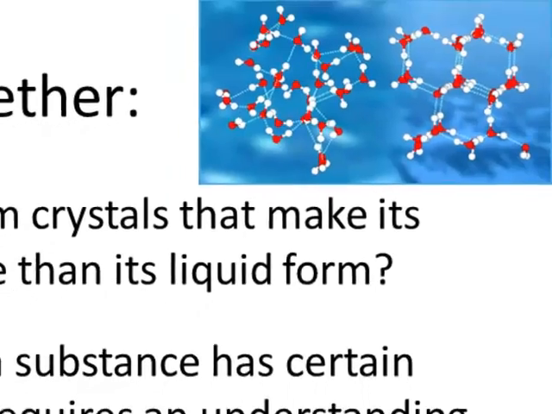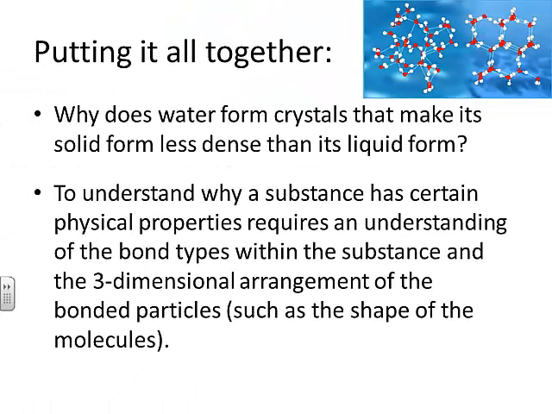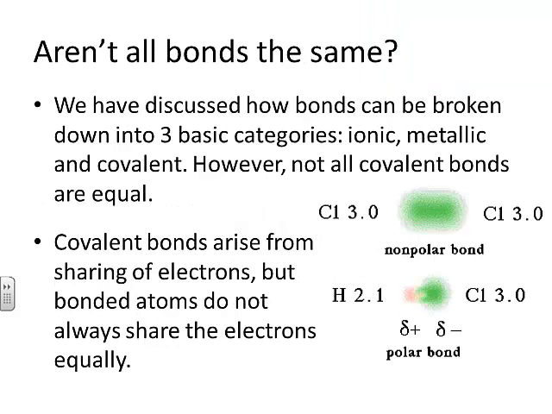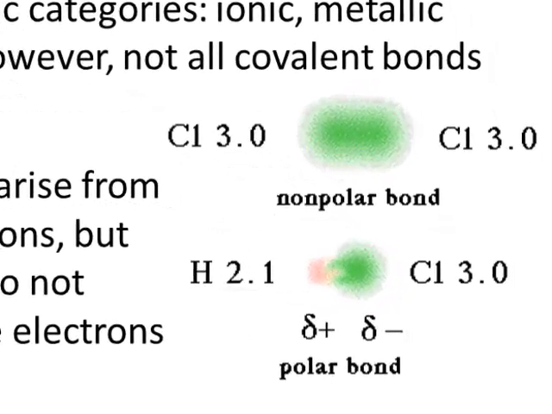In order to understand why a substance has certain physical properties, it requires that we have an understanding of the bond types within the substance and the three-dimensional arrangement of the bonded particles, things such as the shape of the molecules. Now, not all bonds are the same. We've discussed how bonds can be broken down into three basic categories: ionic bonding, metallic bonding, and covalent bonding. But even when we're talking about covalent bonds, they're not all the same.